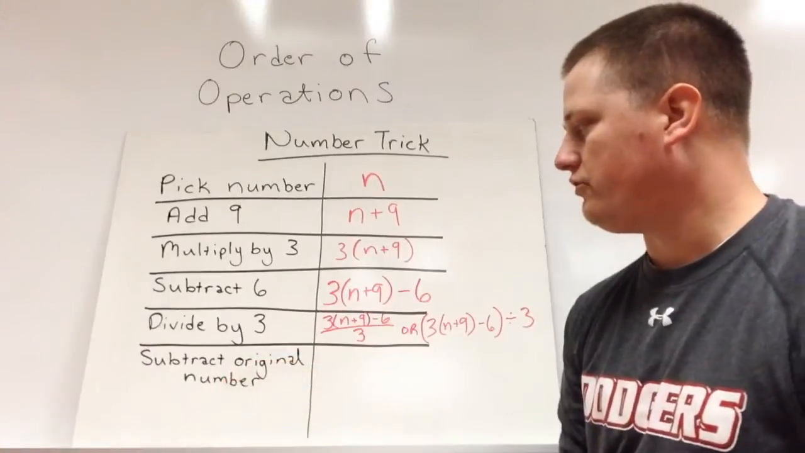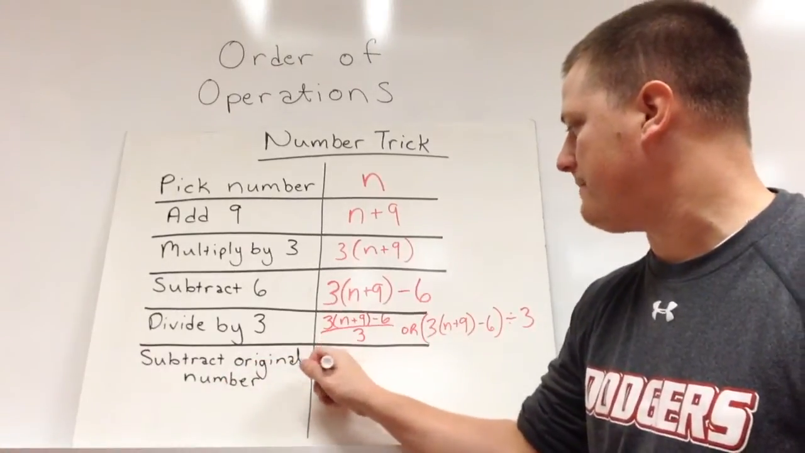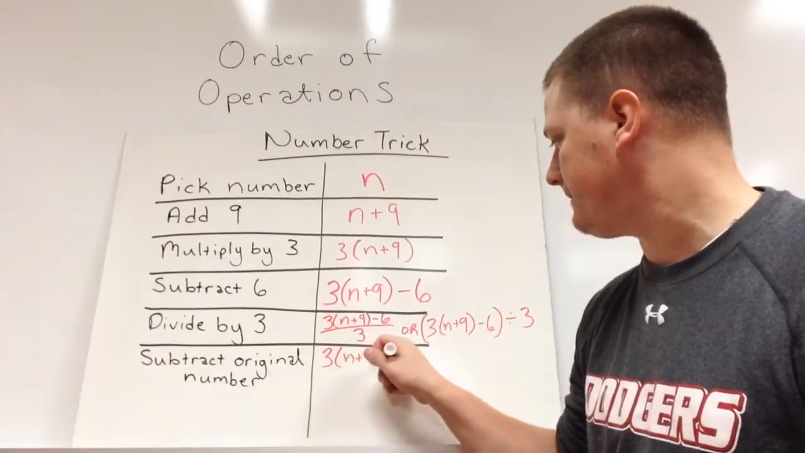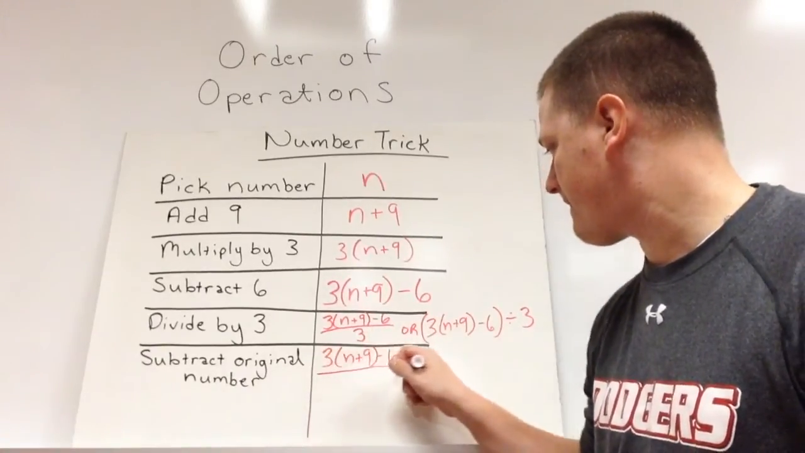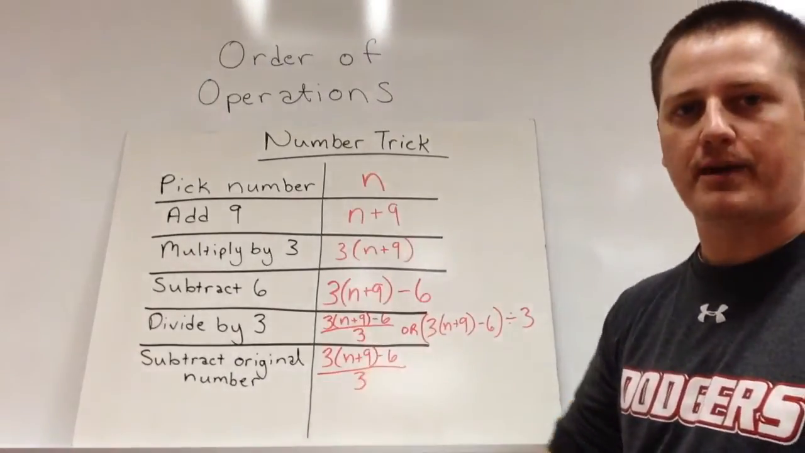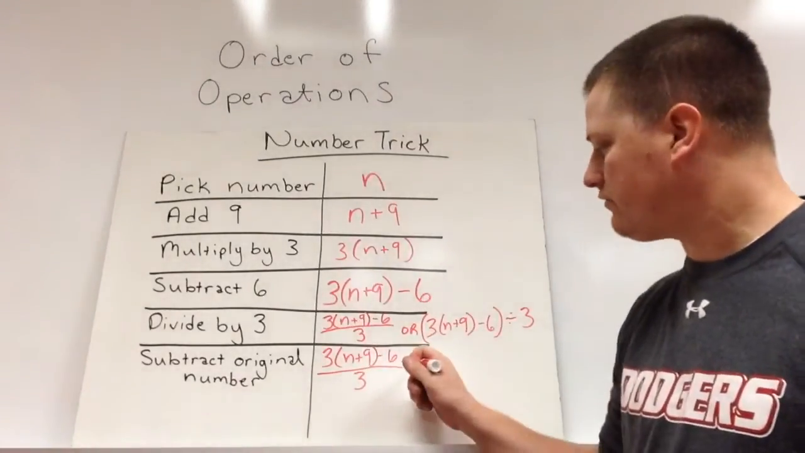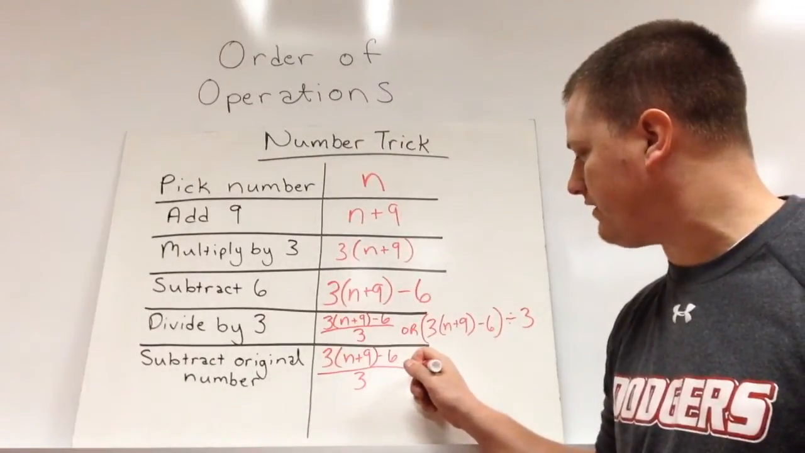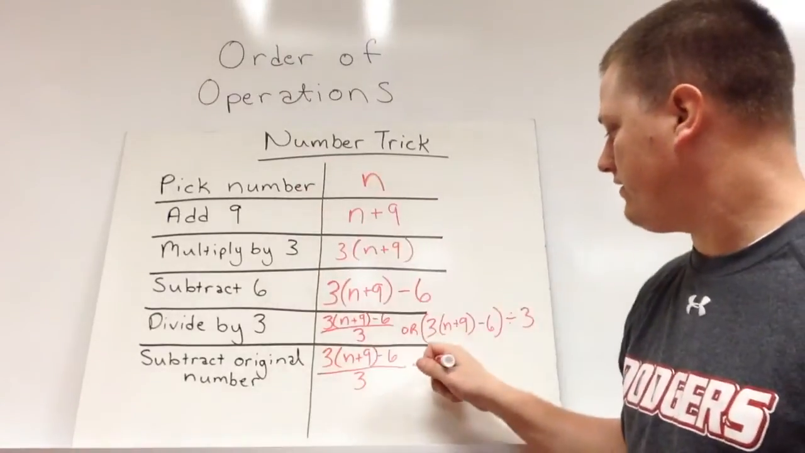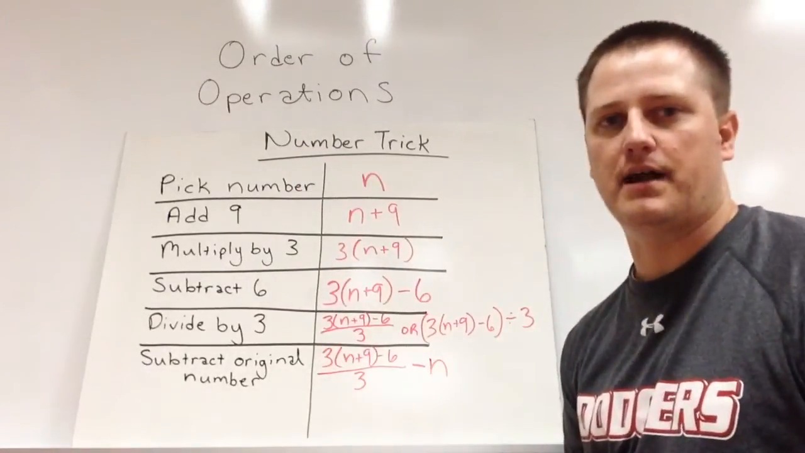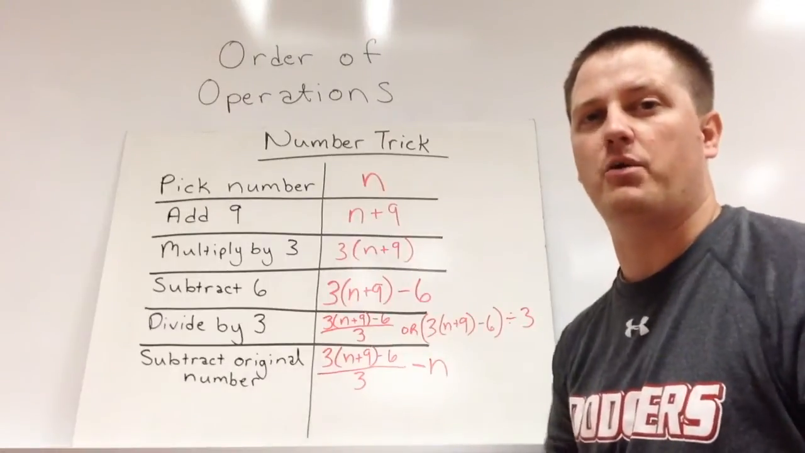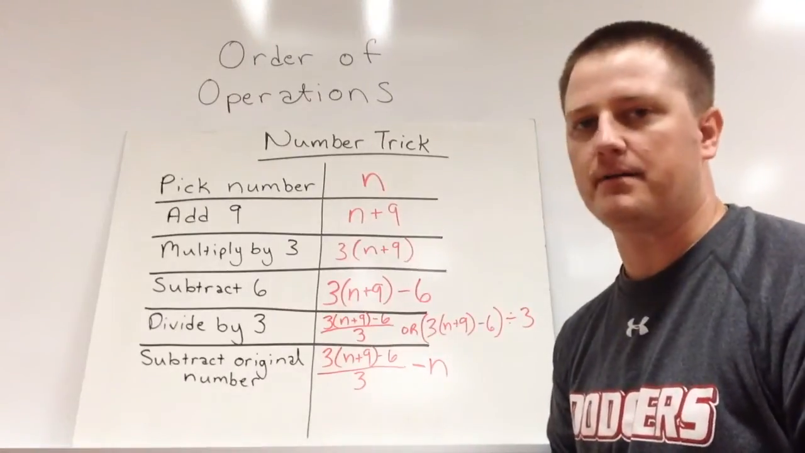So we then go to subtracting the original number. We come back to our problem that we had before. Now when we subtract the original number, we want to divide by the 3 and then subtract the original. So the subtraction is going to happen off to the right here. And the original number was n, so we're going to come back to that letter n. This is creating a number trick. It will help us understand how the order of operations works a little bit better.